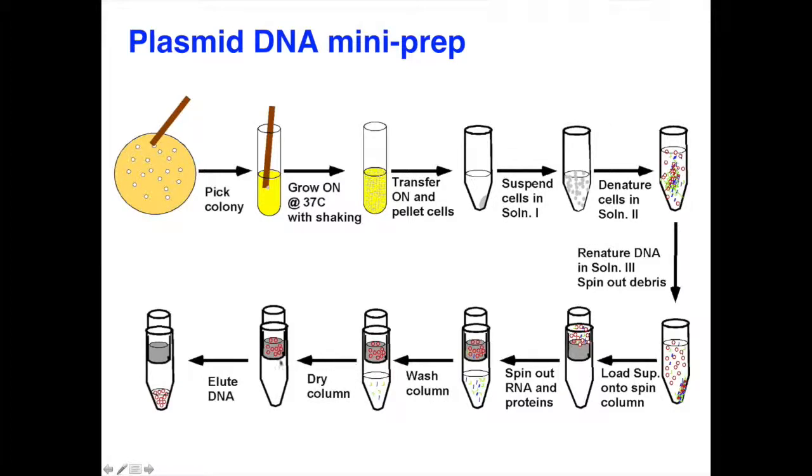And then once we're comfortable that we've air dried and spun out all the wash buffer, we can add the elution buffer. And it's critical. This step right here is very critical, because if you have any ethanol left in your MiniPrep, it will not be able to sequence.